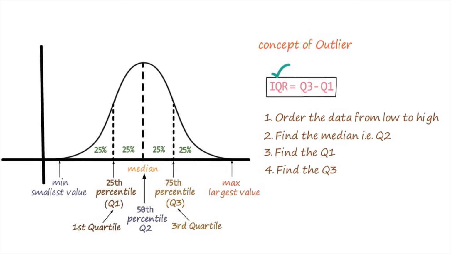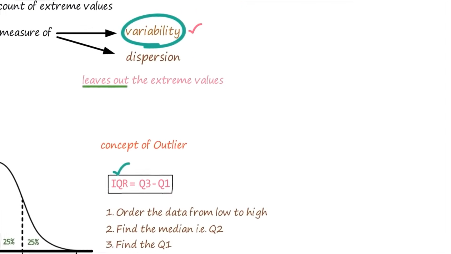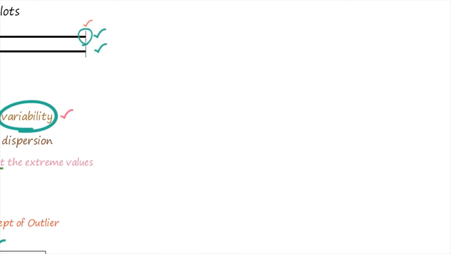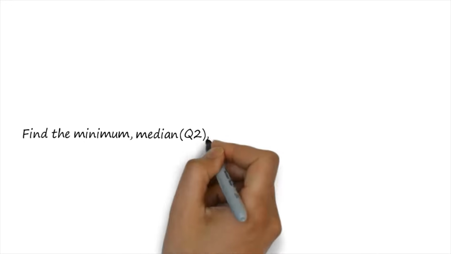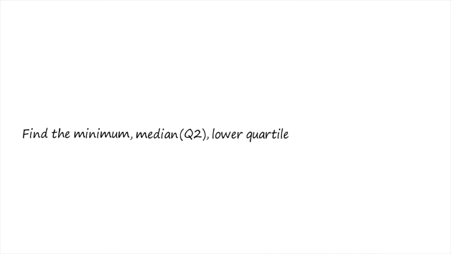So let's start with a simple problem and try to understand how to solve that problem and what insight we can derive from it. So now here, say a problem is given to you that we have to find the minimum value, the median. Now we know the median is also known as Q2. The lower quartile, which we know is Q1, is the left portion of Q2.